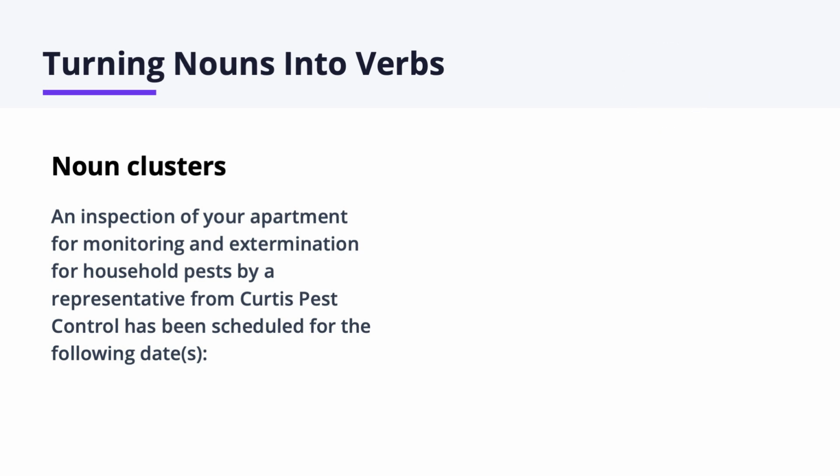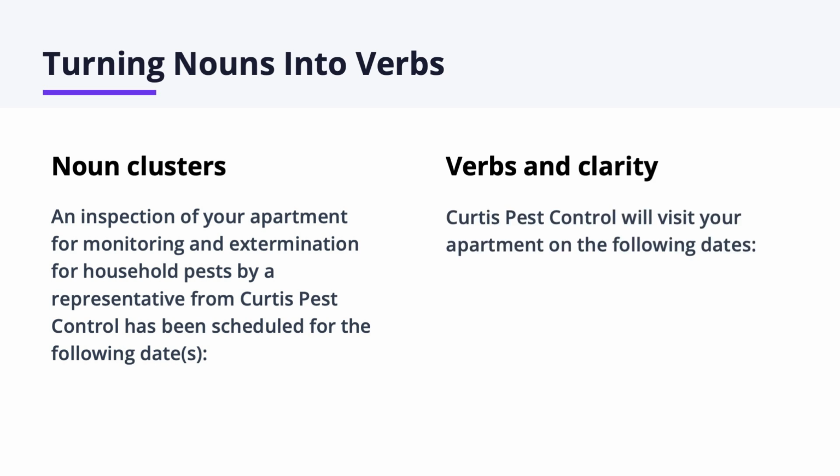So that sentence actually came from a letter that was sent to our housing residents on a regular basis. And it began with an inspection of your apartment for monitoring and extermination for household pests by a representative from Curtis Pest Control has been scheduled for the following dates. That's a lot of language to say something as simple as Curtis Pest Control will visit your apartment on the following dates.